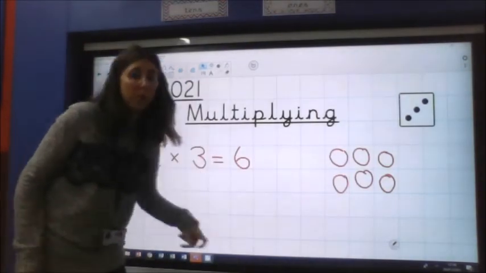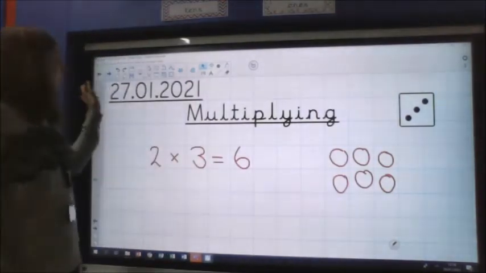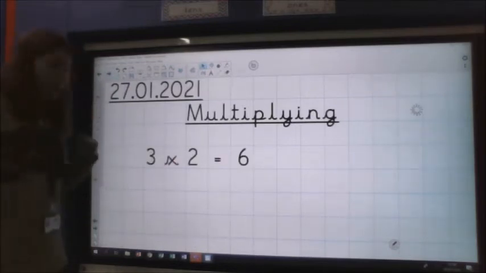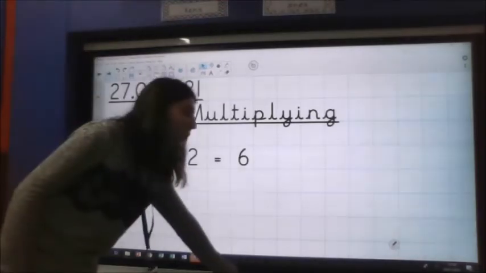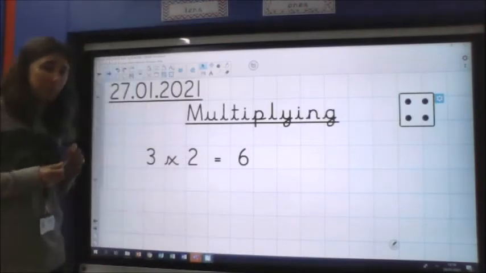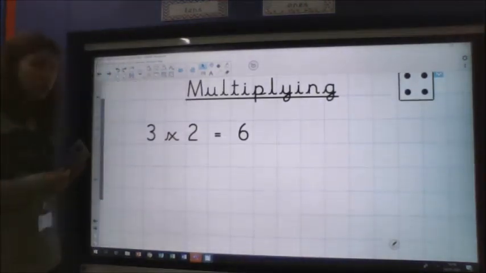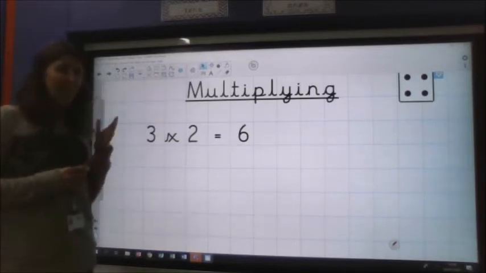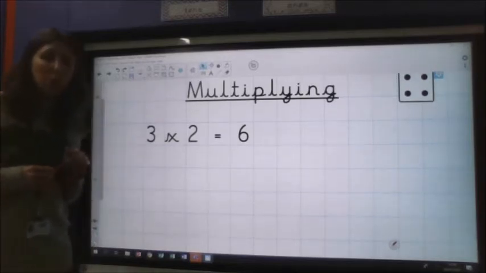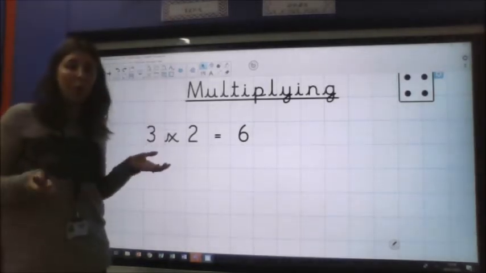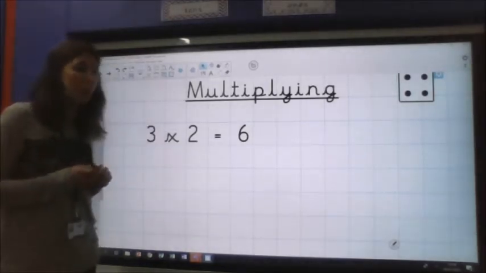Okay, so I would like to see your board today. Some lovely arrays that you are working out. Okay. Now, I've got a very similar number sentence to the one we've just had. And what we can do when we're thinking about multiplying, just like we did when we thought about adding and subtracting, we can swap the numbers around. So if we know one number sentence, there will be other number sentences that we know, okay?